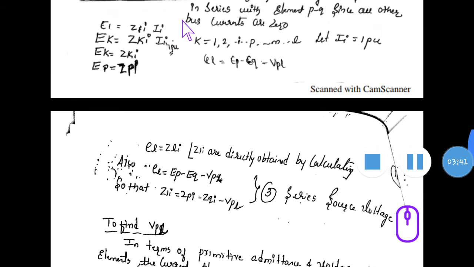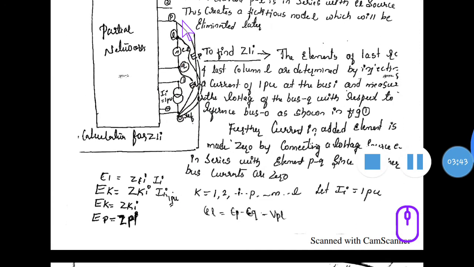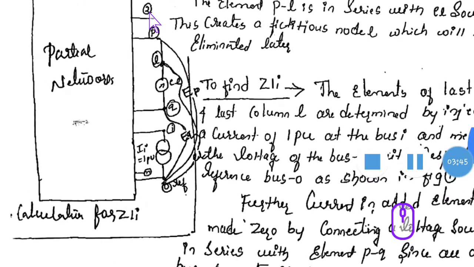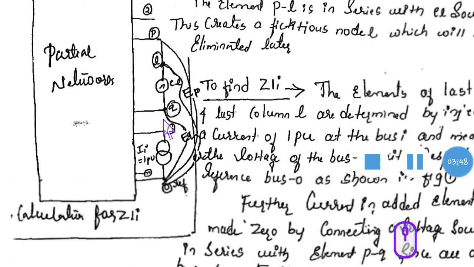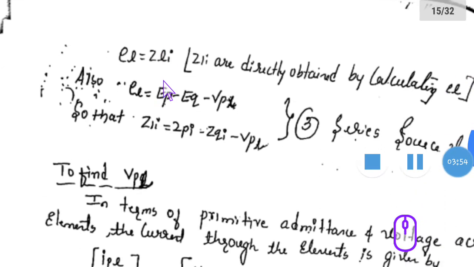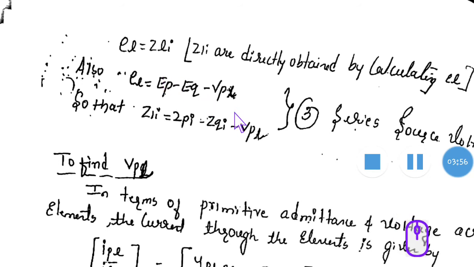Now, as we know, the voltage I am taking here is in between P and Q, that is VPQ. But now L is there, so I will take the voltage VPL, which is nothing but EP minus EL. Therefore, as you know, EL is equal to EP minus EQ minus VPL.